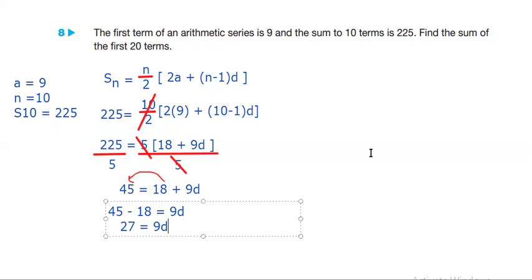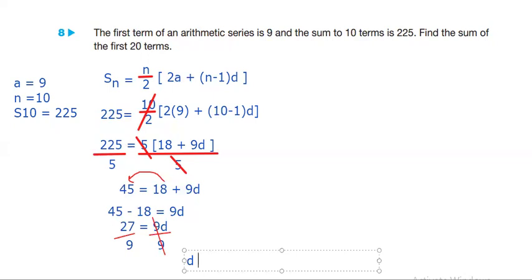Now I want to make d the subject. It means I have to divide by 9 on this side. Same idea with the other side. So divide both sides by 9, like this. The side that has 9 in the numerator and the denominator, they will cancel each other like this. And then 27 divided by 9 will give me 3. This means that d equals 3.